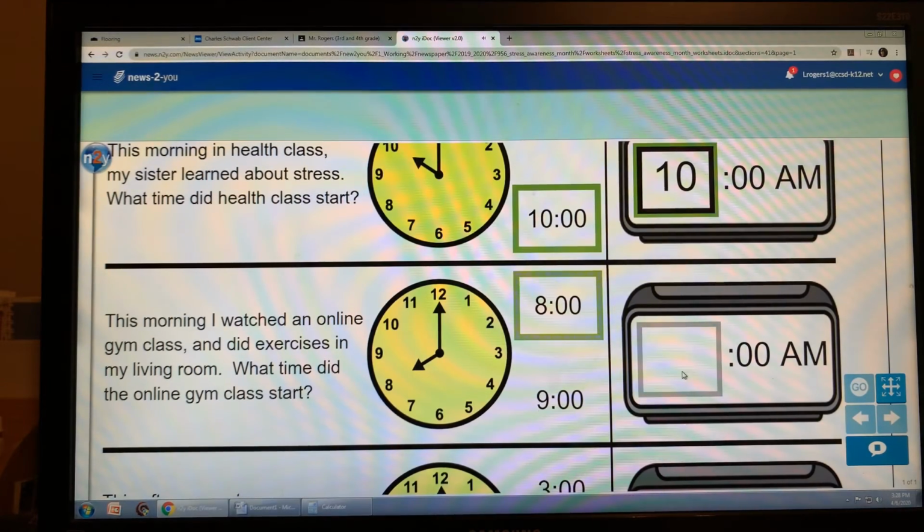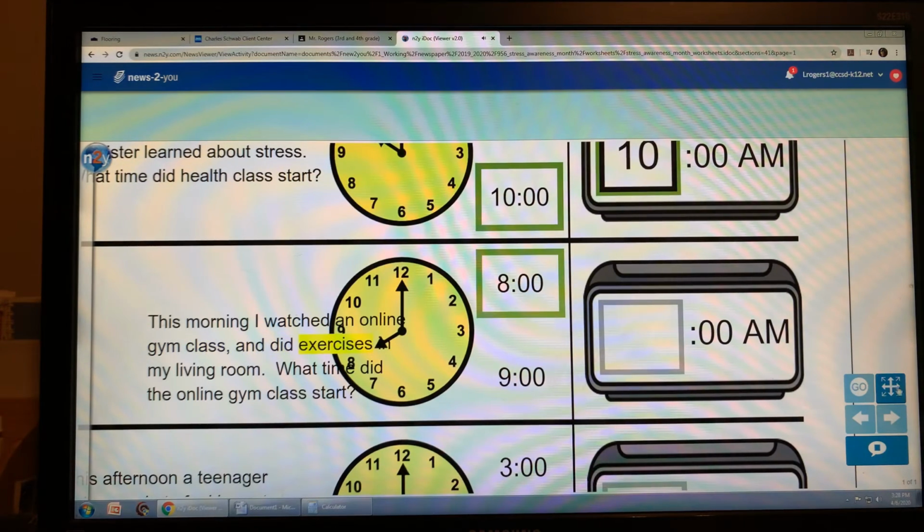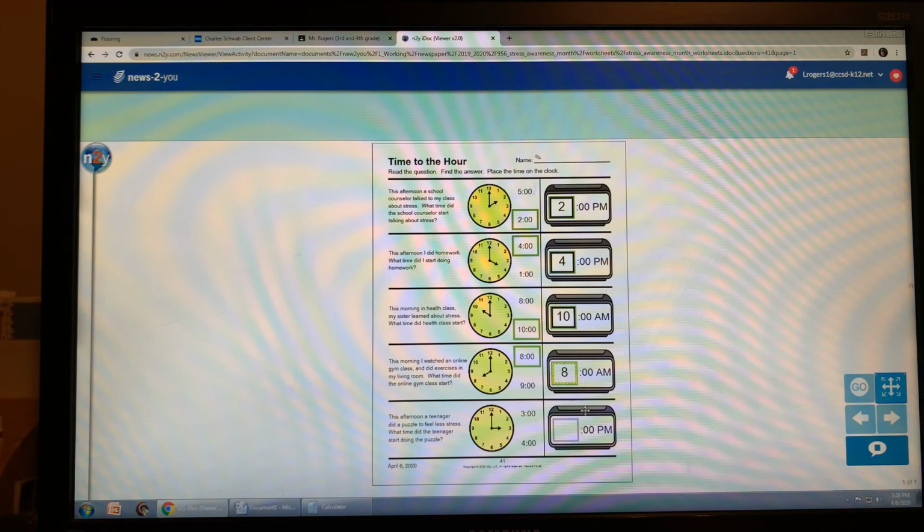All right, so in order to do this, we need to find an 8. So we're going to zoom out and put an 8 here. We see the a.m. because it does take place in the morning. We found the word morning. It was right here. All right, so now we're going to zoom out, and we are going to put our 8. 1, 2, 3, 4, 5, 6, 7, 8. So our 8 o'clock is there. All right, friends, we have one more left.